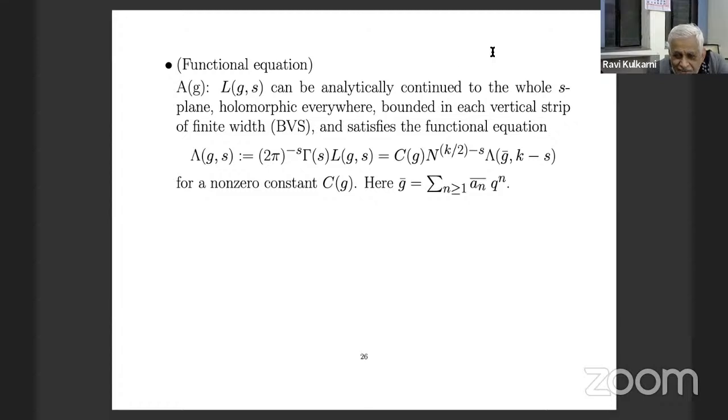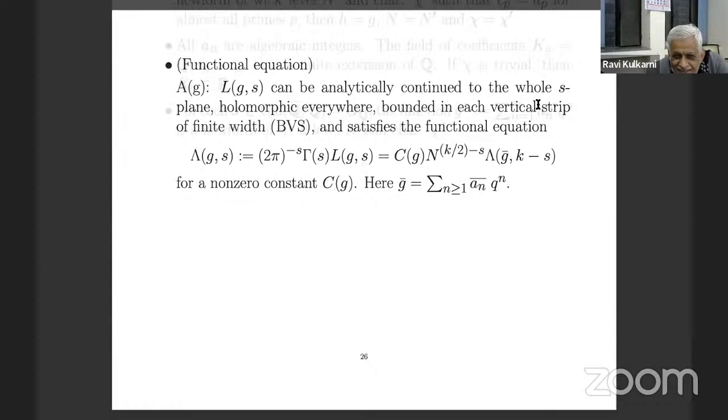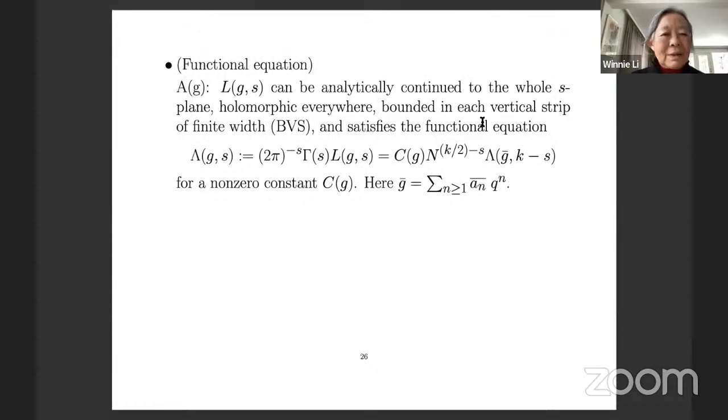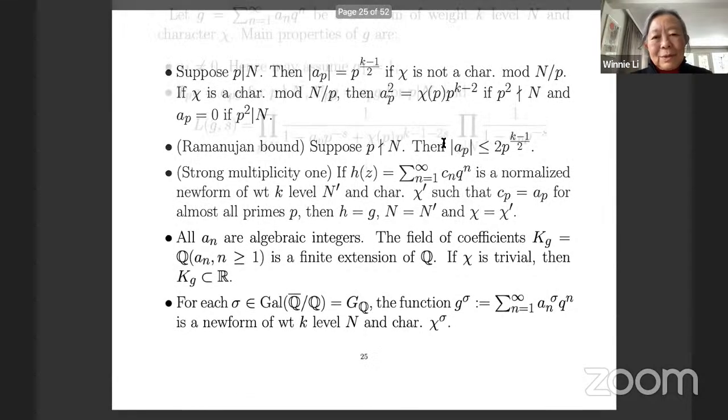What are the references? There are quite a few. For the non-congruence forms, there are only papers, no books. For the congruence forms, there are many books on modular forms.